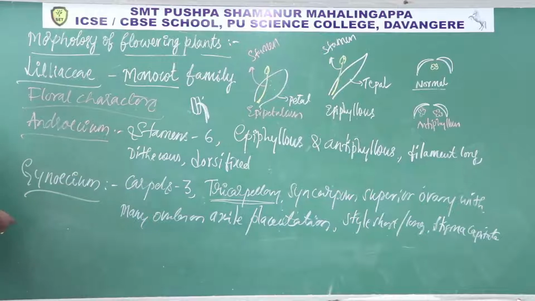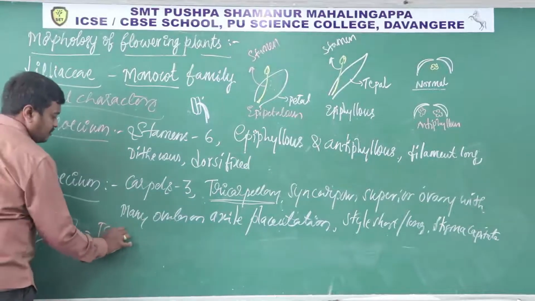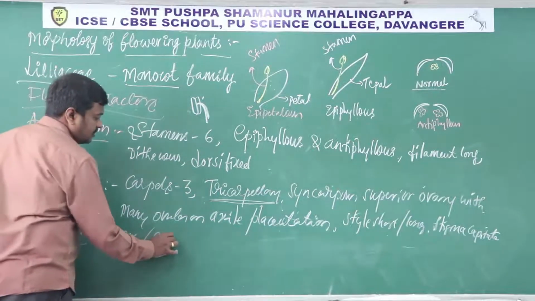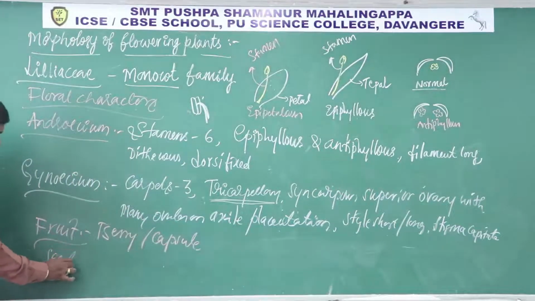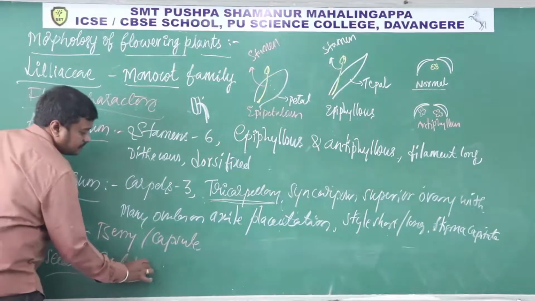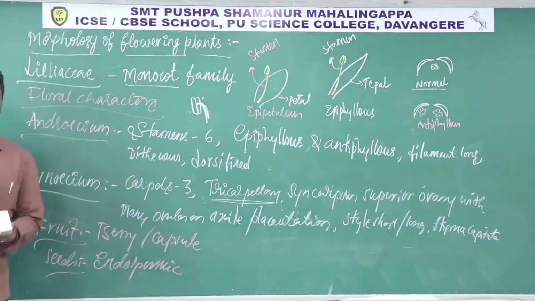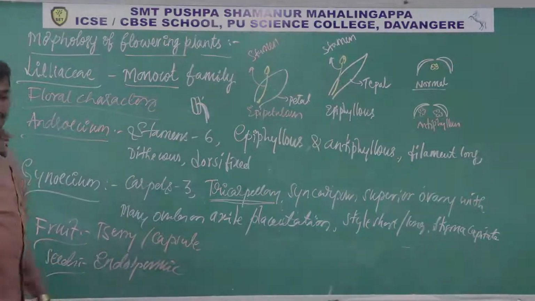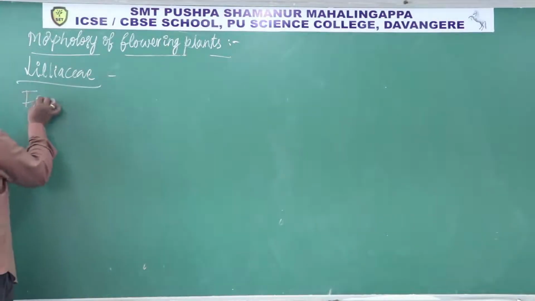So this is about the gynoecium. So next character is fruit. So fruit is either berry or capsule. Berry or capsule, and seeds. Seeds are endospermic. Endospermic seeds, since monocots usually have endospermic seeds and dicots have non-endospermic seeds. Okay. So next let us discuss the floral diagram.